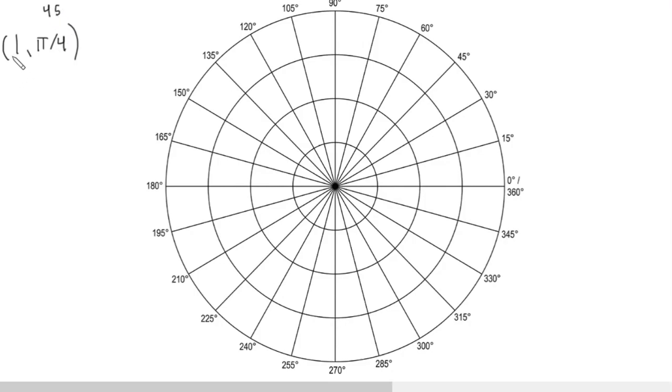What I'm going to do over here is label how polar coordinates are set up. It's always r and then theta. If we had rectangular coordinates, it would be x and y, but for polar coordinates, it's r and theta. So here 1 is my r and pi over 4 is my theta. So I'm going to put a point there.